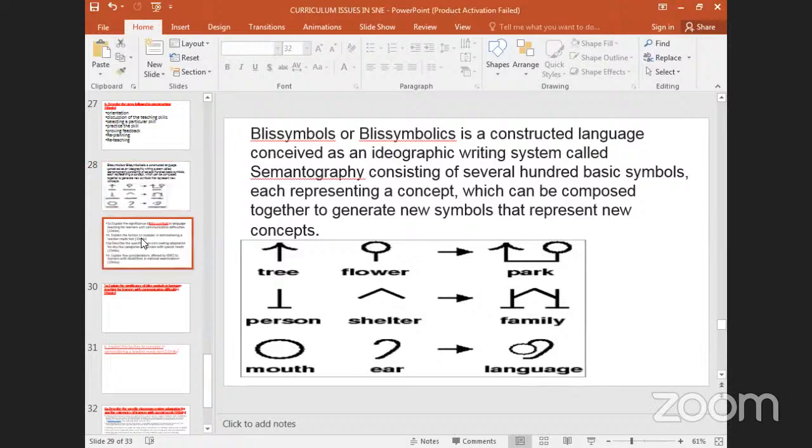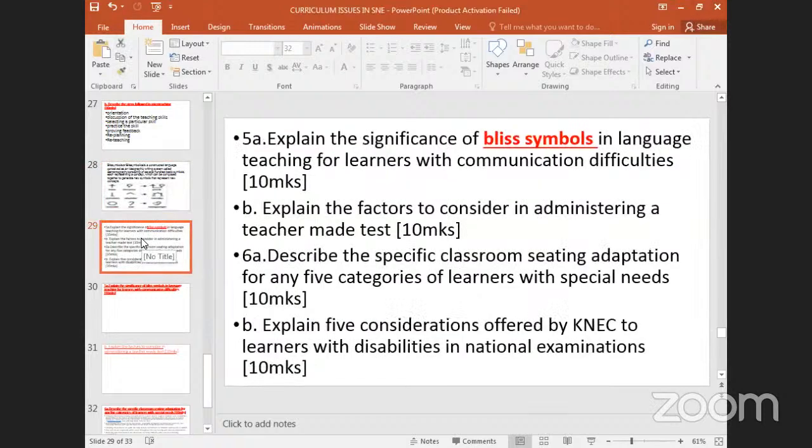So let's now get back to the question, that is, explain the significance of Bliss symbols in language teaching for learners with communication difficulties. Yes. Your response?